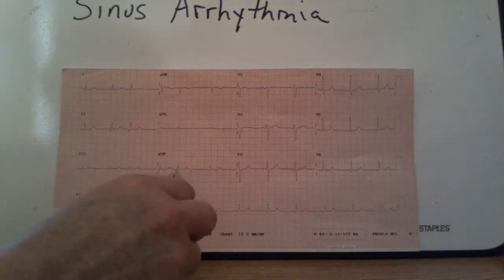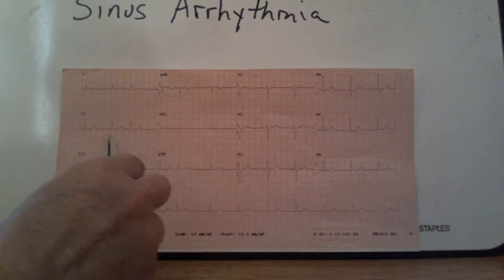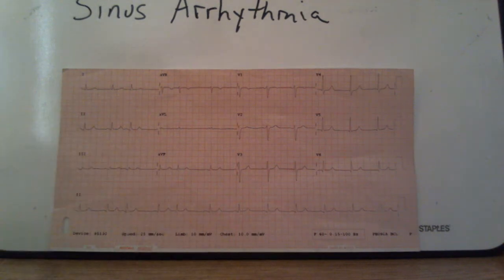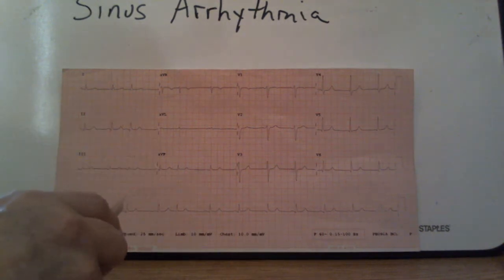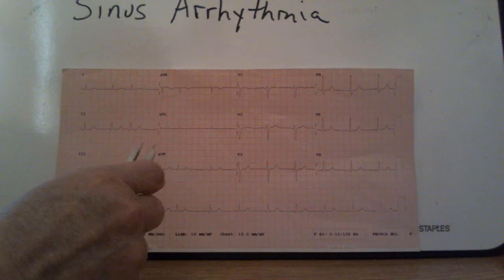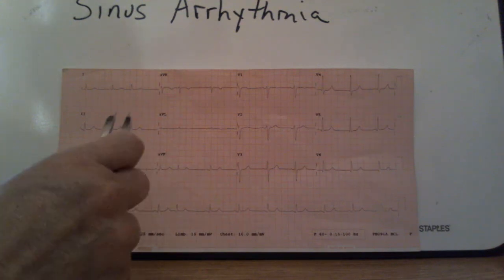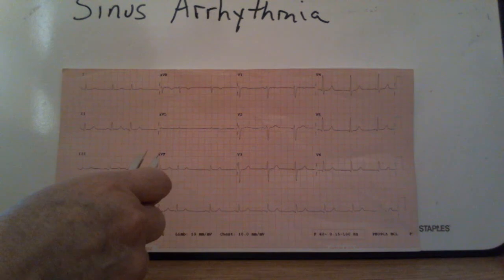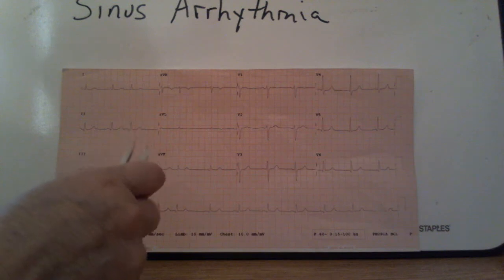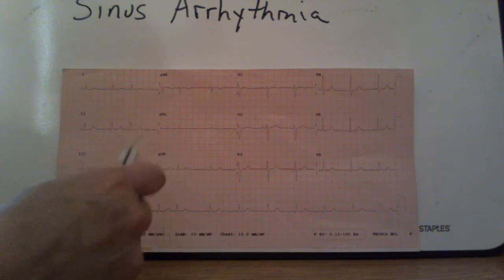And the PR interval is consistent. They're constant. The PR interval, no matter where I measure it, is going to be the same. It is between 0.12 and 0.20. So the only difference is the rhythm is irregular. QRS is less than or equal to 0.12. You can see that it's very thin because it comes out of the atria.